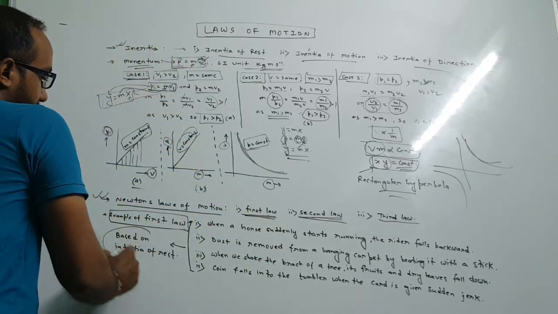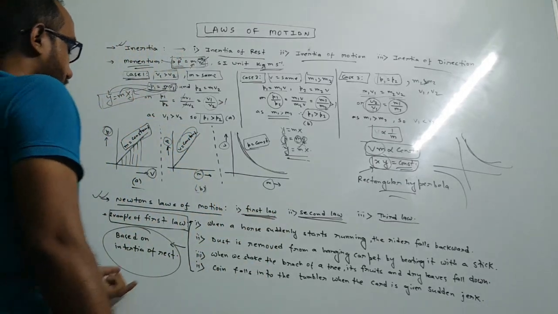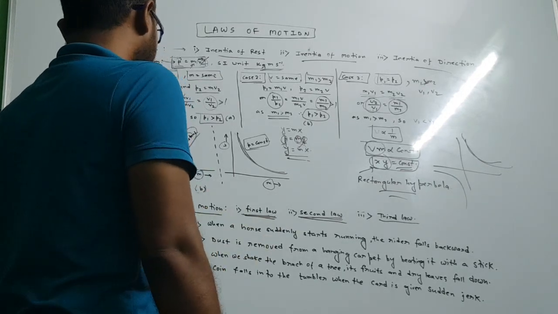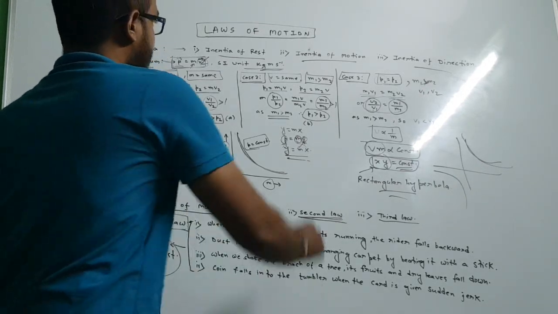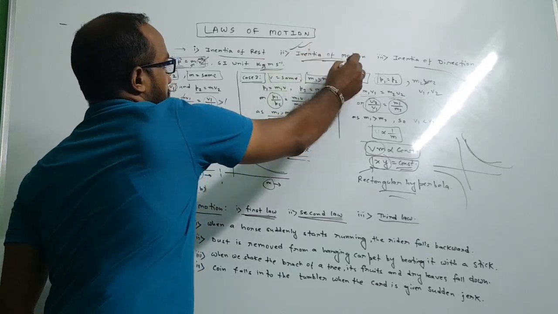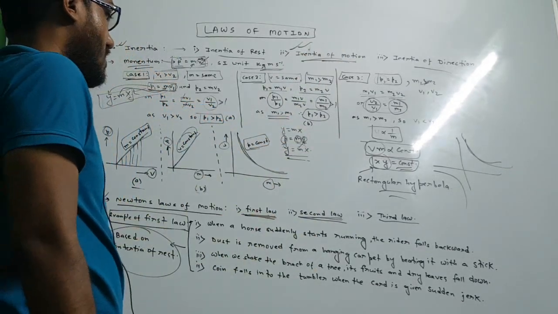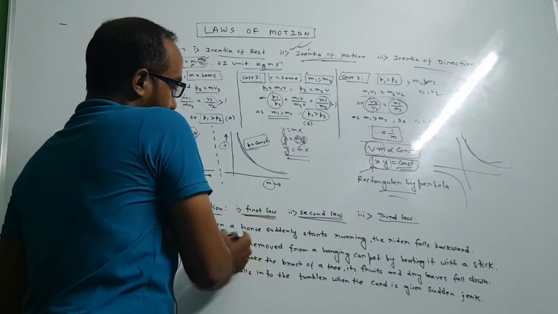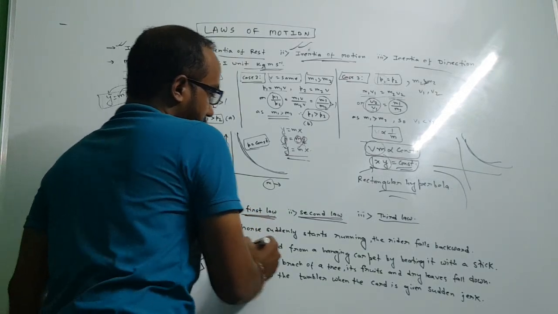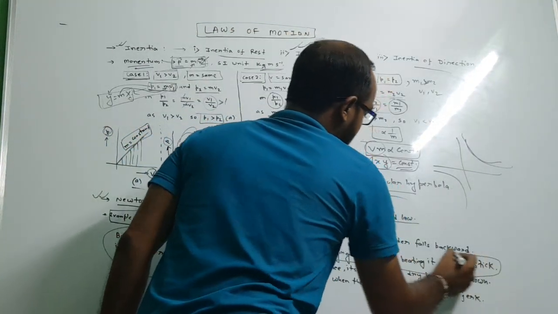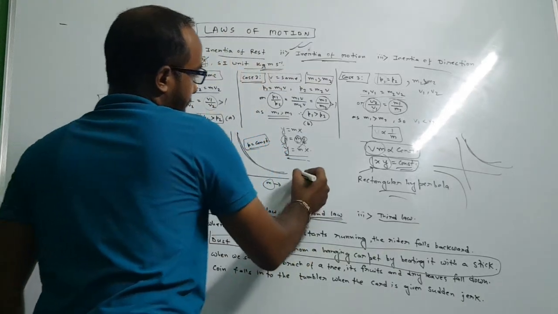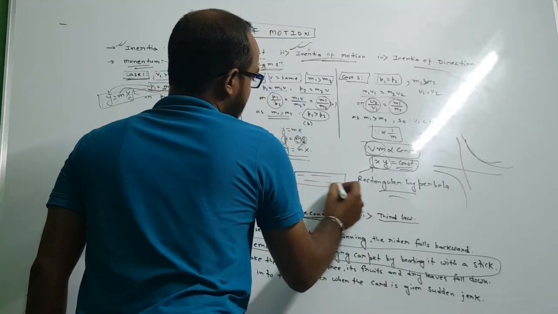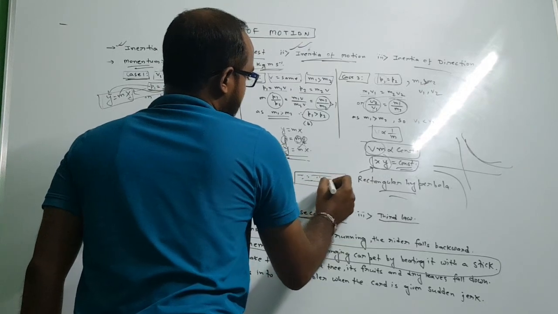In this section, we will see examples based on inertia of rest, and in the next section we will see inertia of motion, based on Newton's first law of motion. We have already seen this in our home. Let us say there is a carpet and there is dust.